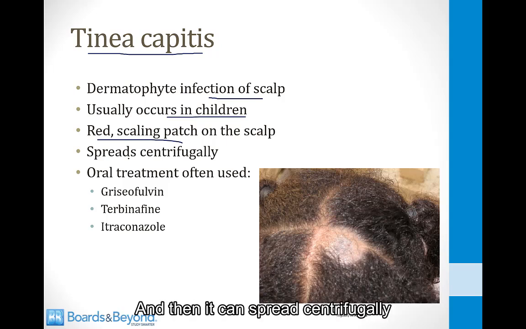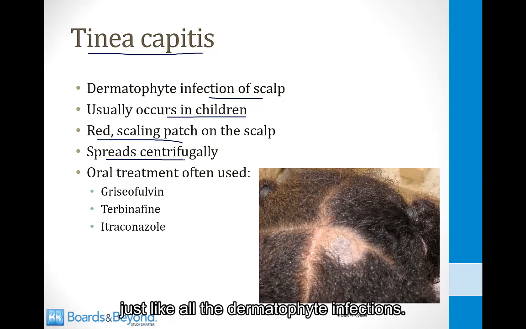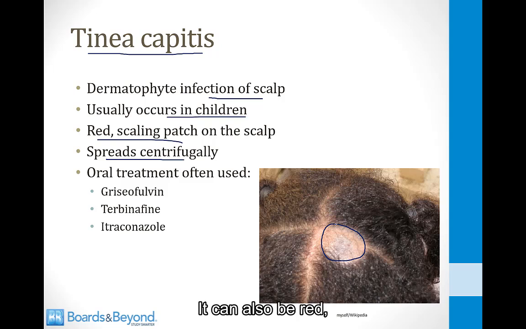And then it can spread centrifugally, just like all the dermatophyte infections. Shown on this slide is a picture of a person with tinea capitis. You can see this circular plaque here where the hair is missing. That's what tinea capitis can look like. It can also be red, and the patch can be described as scaling.